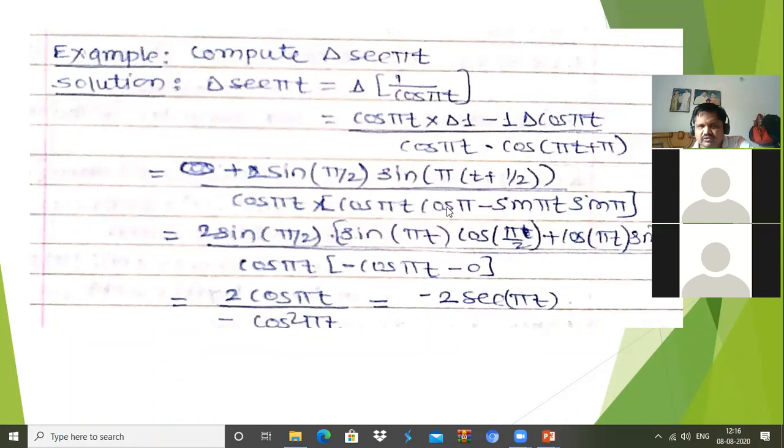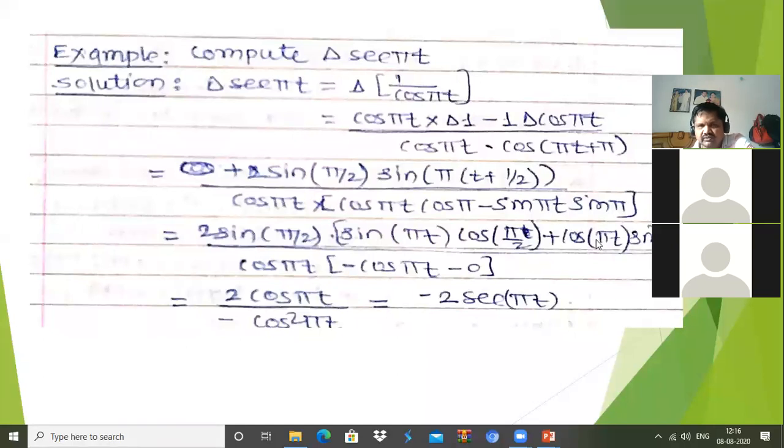Cos pi is minus 1, so minus 1 into cos pi t is minus cos pi t, and sin pi is 0, so this term whole becomes 0, so minus cos pi t into 0. Now in the numerator, this is same as it is, 2 into sin pi by 2 into cos pi by 2 is what? 0, right? So the first term becomes 0, and sin pi by 2 is 1, so the second term becomes only cos pi t, right?